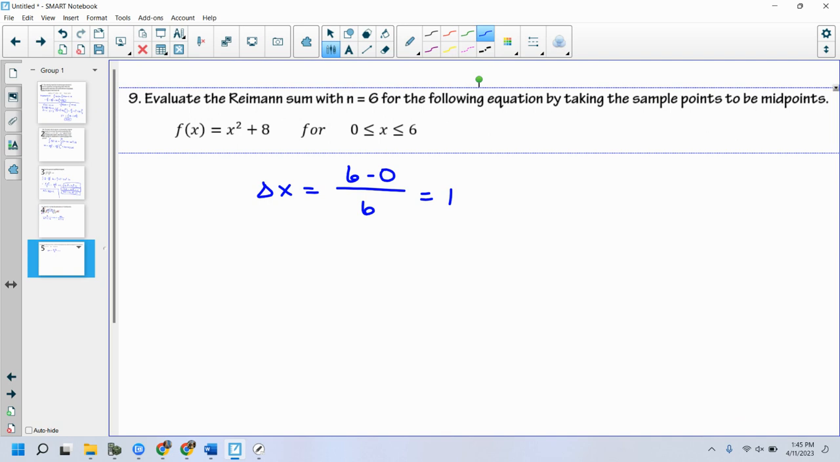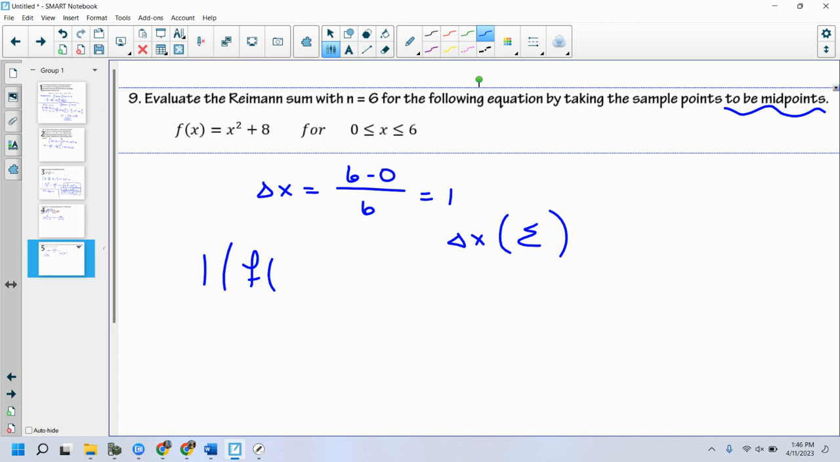Now, I'm going to be taking sample midpoints, and that's the difference here. For the Riemann sum, remember, it's delta x times the sum. That's the easy way to put it. Delta x times the sum. So delta x is 1 times the sum of all the y values that you've got.